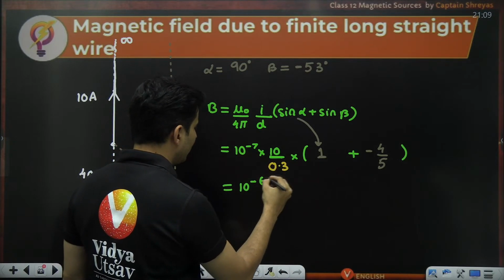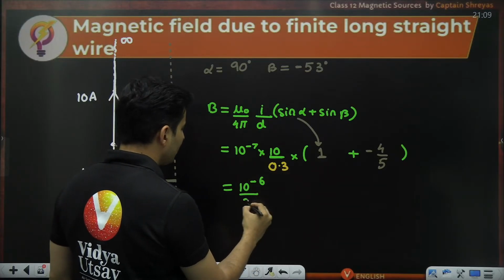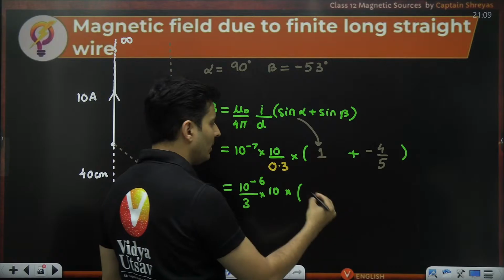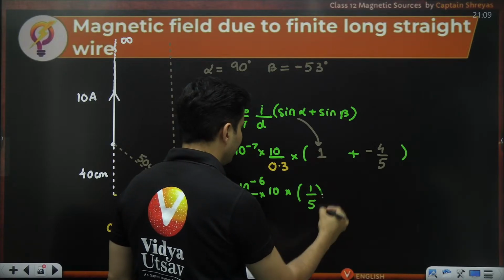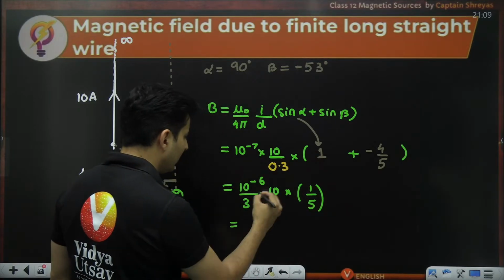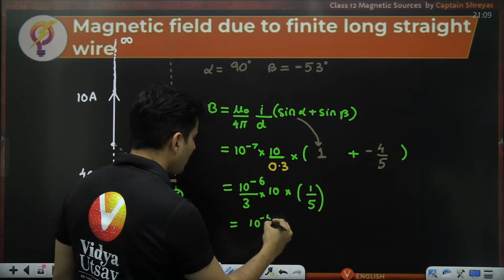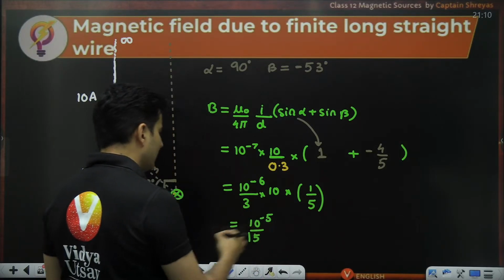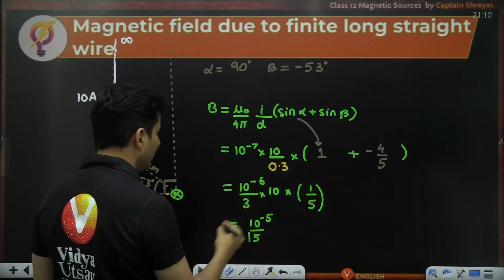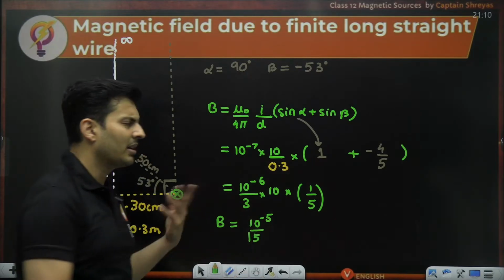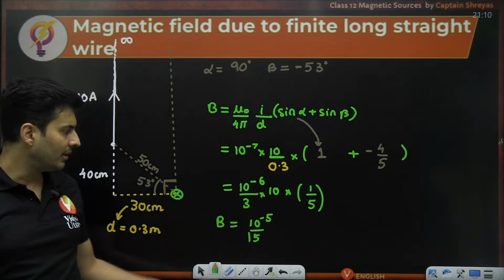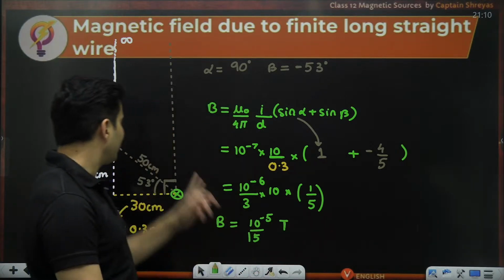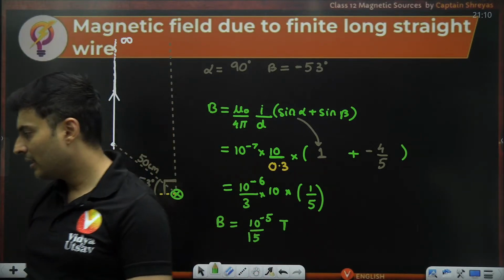This will be 10 to the power minus 6 if you want. 0.3 is 3 by 10, so 10 goes on the top. 1 minus 4 by 5 is just 1 by 5, of course. So this will become 10 to the power minus 5 and this will become 1 by 15. So that's it. This is the answer, 1 by 15 into 10 to the power minus 5. If you want, you can convert it into decimals. That's not a big deal. So 10 to the power minus 5 by 15 Tesla is the answer for this question. Got it, everyone?